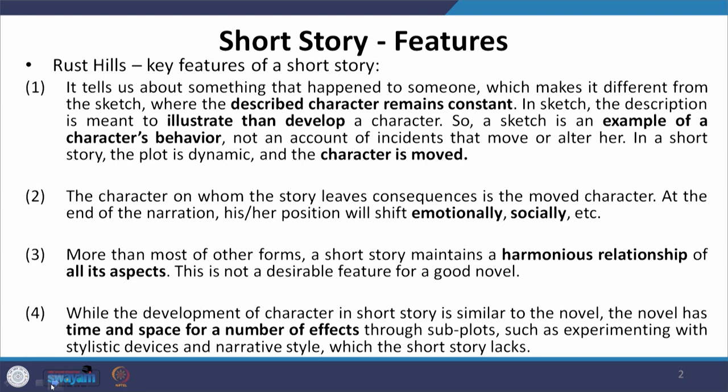According to Rust Hills, the short story tells us about something that happened to someone, which makes it different from the sketch. So, we have to understand that we also have a very similar form to short story, which is the sketch. However, short story and the sketch, unlike what many readers fathom, are not quite the same.